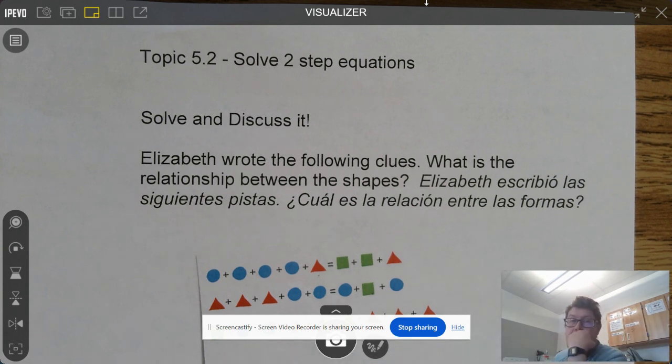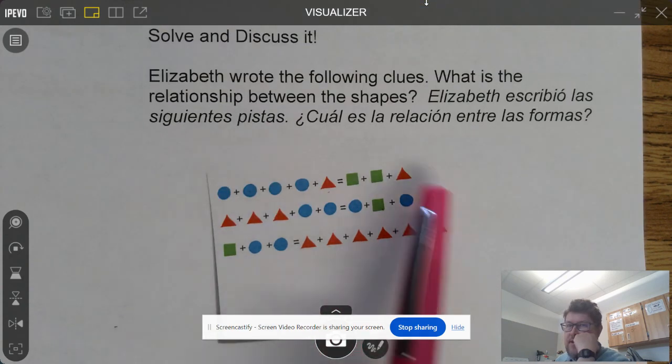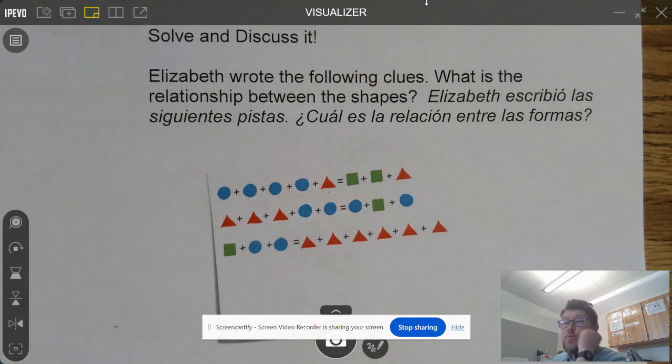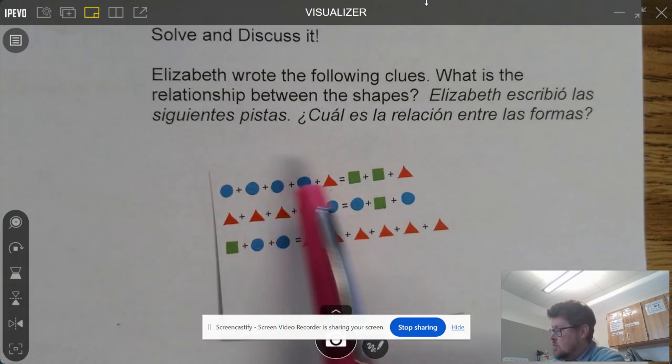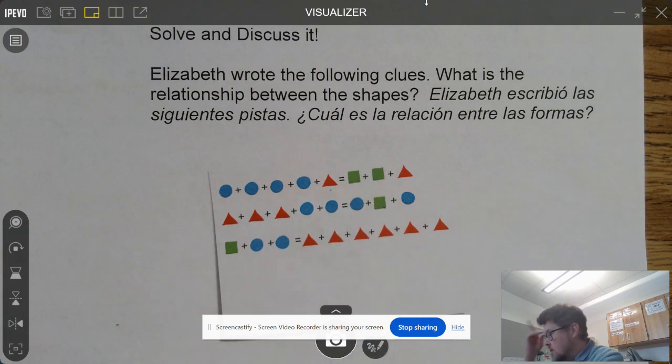All right, so Elizabeth wrote the following clues. These guys right here. What is the relationship between the shapes? So we got blue circles, red triangles, and we got green squares.